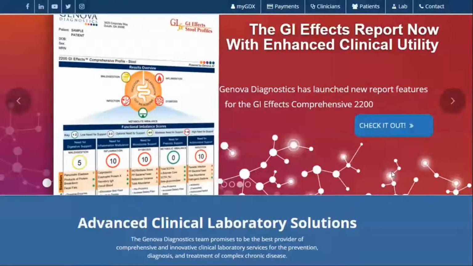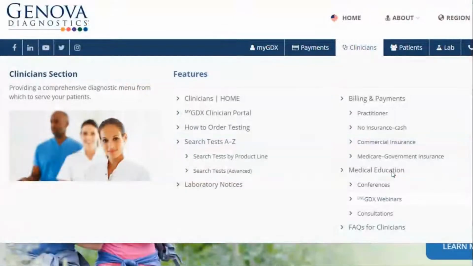So the last part of this, and I know we're going to have Q&A, but there's so much on the website to follow up on. I know there's a lot of information that we went through today, but a lot of this stuff is on the website. So if you go to our homepage at gdx.net, you get this homepage and circle clinicians at this blue ribbon at the top. That'll take you to this page. And go to the search tests A to Z.